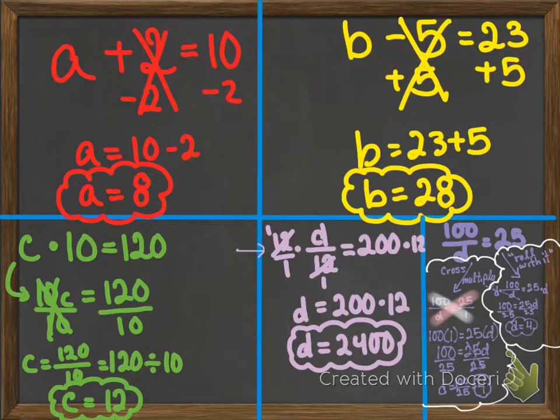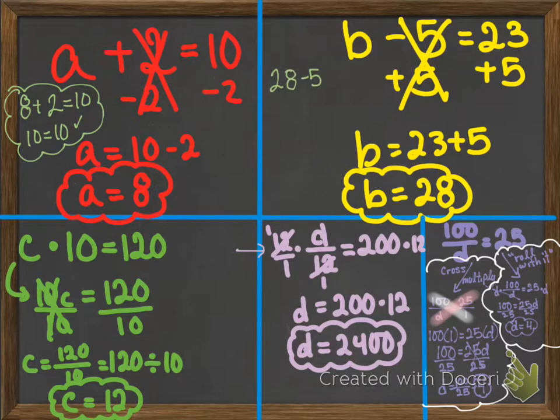All right? Really quick, before we talk about that one last problem, how do you check your answers for all of these? Well, you can take the answer that you have and plug it back into your original equation. So I'll do those really quick. If you take that equation, a plus 2 equals 10, take that 8, plug it into the a spot, 8 plus 2 equals 10. If you got it right, you'll get a true equation. Well, 10 is equal to 10, so it's true. For the yellow, 28 minus 5 equals 23.